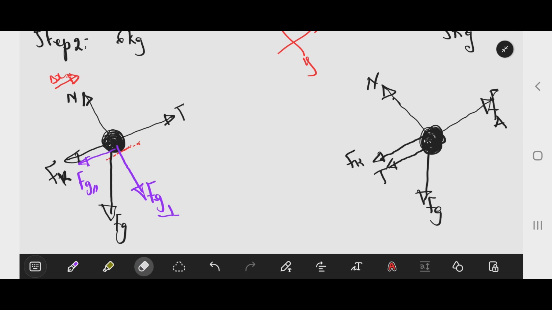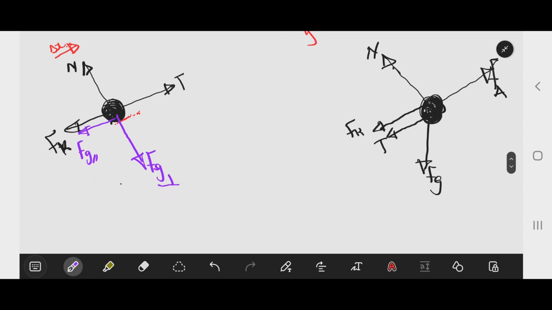So now, since I have drawn those components, I can now remove this Fg, right? But for you, you have to draw another free body diagram, which is resolved. So you'll have the original free body diagram and the resolved free body diagram, okay? Now I have erased that Fg and represented that Fg in terms of components, Fg perpendicular and Fg parallel. As you can see now, Fg perpendicular is in the y direction, right? And Fg parallel is in the x direction.